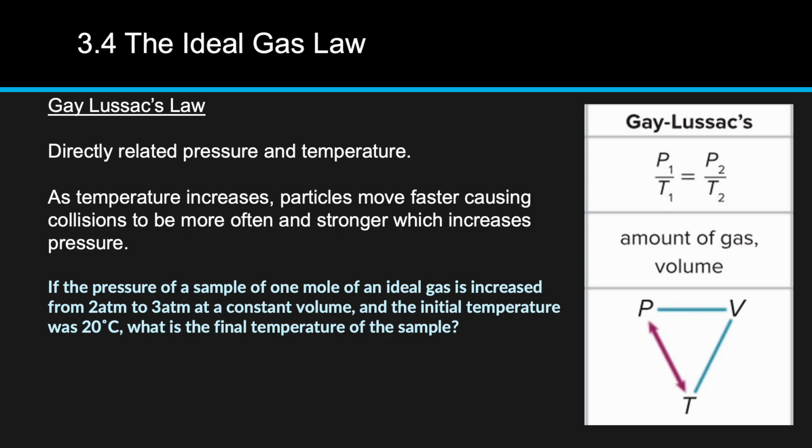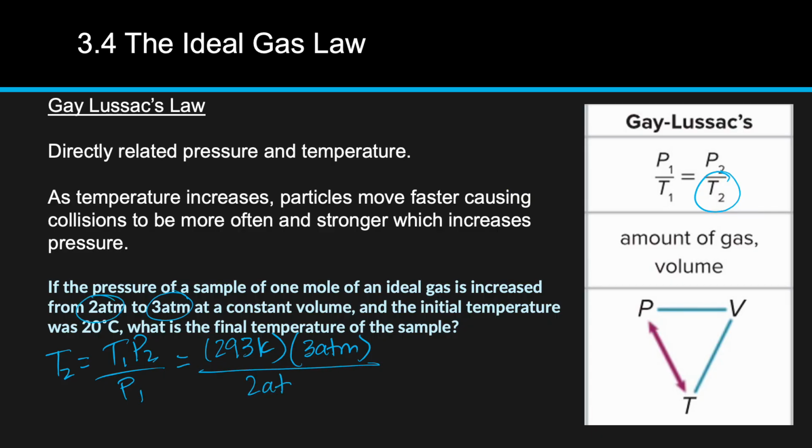But just remember, whenever you are using temperature in an ideal gas equation, you have to convert it into Kelvin first. So if we're looking for final temperature, that means we're looking for T2. So T2 is going to equal T1 times P2 over P1. So our initial temperature is going to be 20 degrees Celsius plus 273, which is 293 Kelvin. Our final pressure will be 3 atm, and our initial pressure is 2 atm. So our pressure units cancel out and we're left with Kelvin.